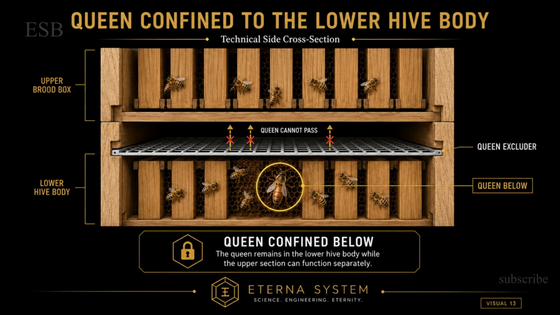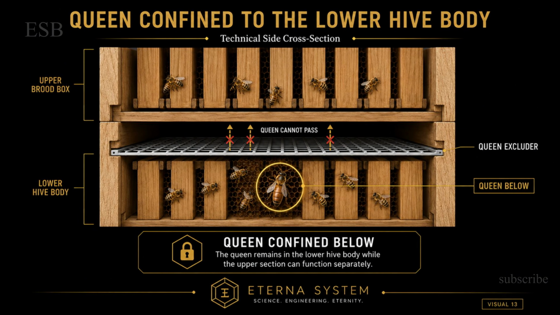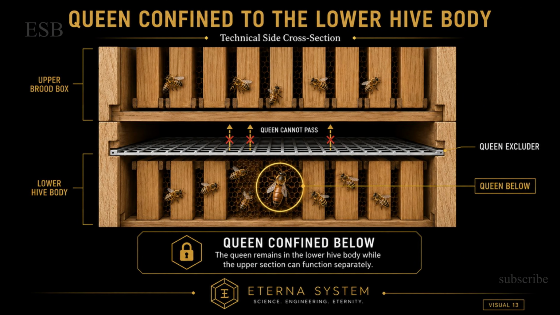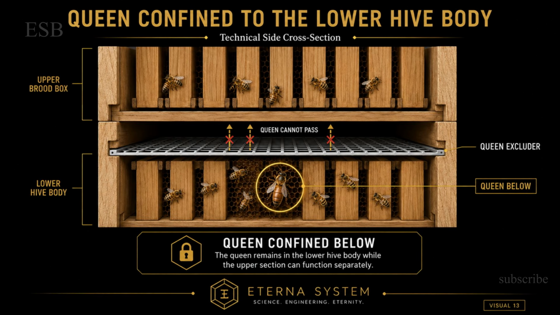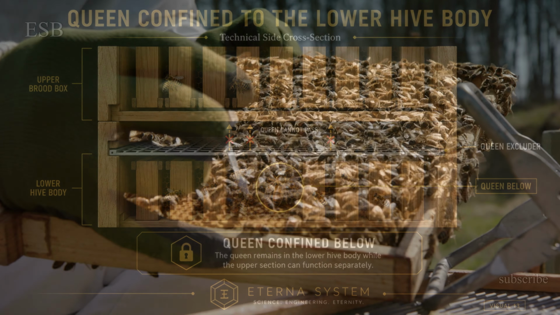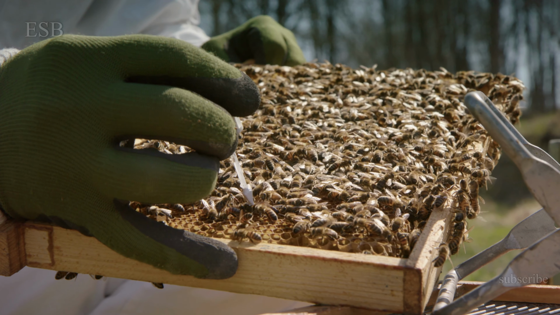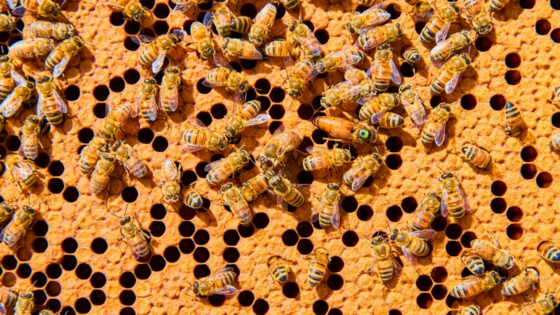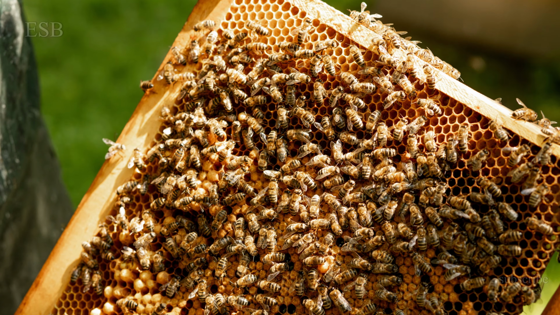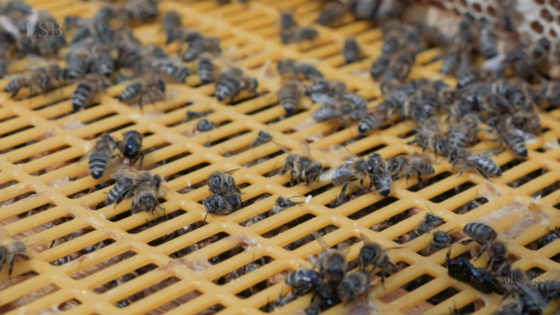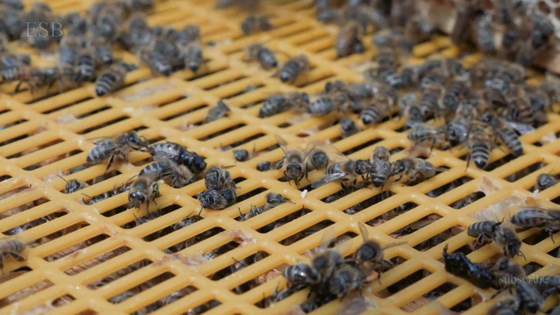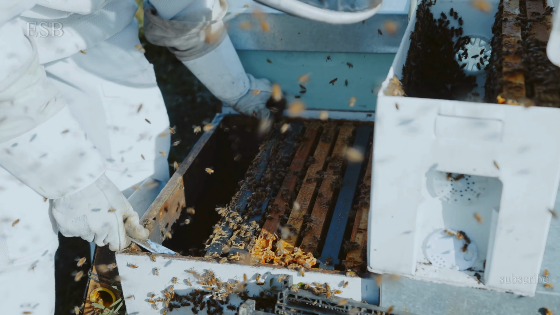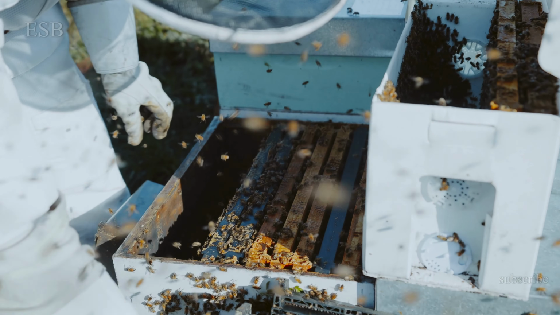The queen must first be located and safely confined to the lower hive body. The queen excluder prevents her from moving into the upper section. This is not a detail that can be assumed. The beekeeper must physically confirm where the queen is located. If the queen remains above the excluder, the upper section will not become a queenless starter. The biological logic of the entire system will then fail.